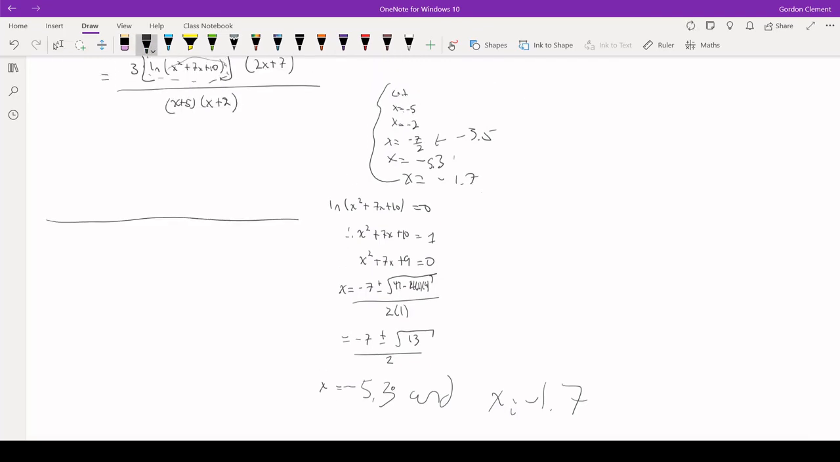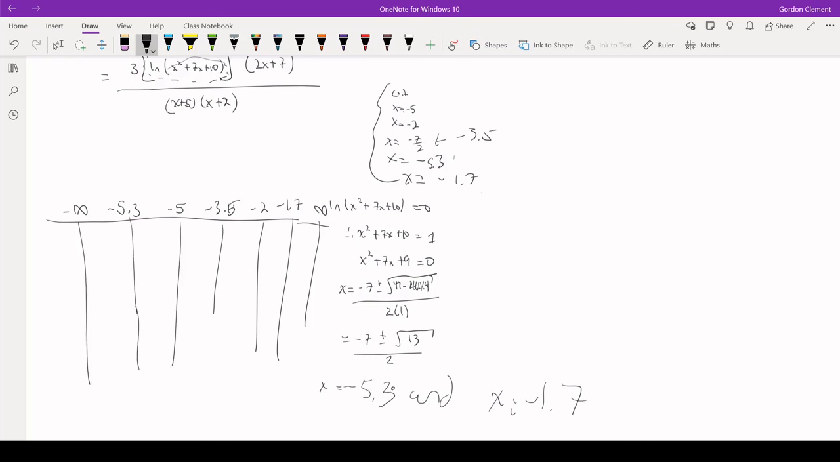And I listed them all this time because there's just so many to put on the number line. So you want to make sure you get them in the right order. So minus infinity, minus 5.3, minus 5, minus 3.5, minus 2, minus 1.7, and infinity. I think that's all of them. Okay, 1, 2, 3, 4, 5. Okay, we got them all.